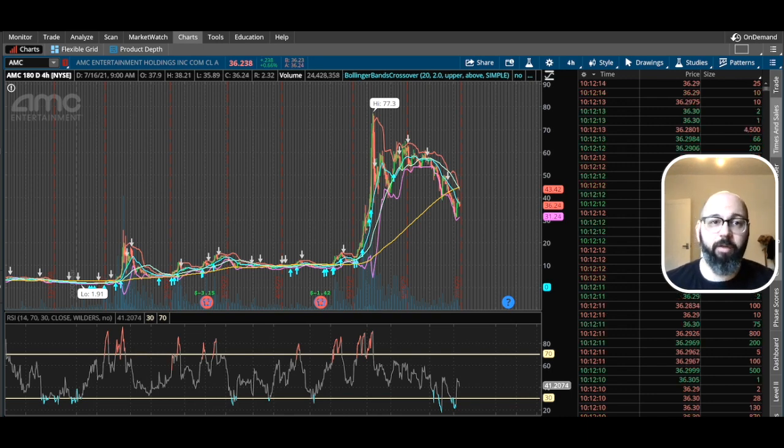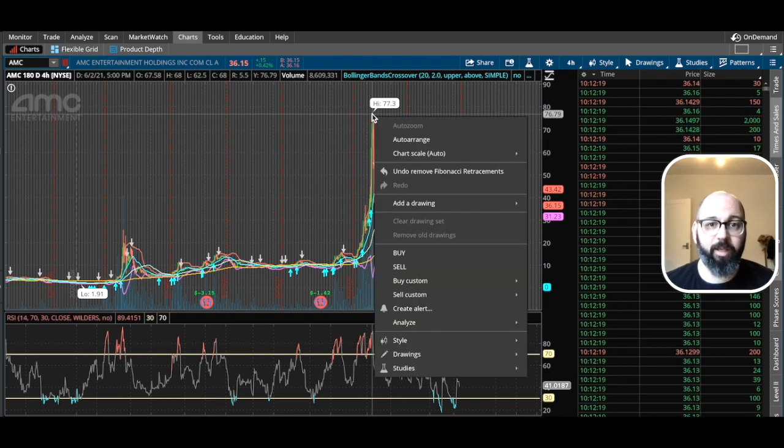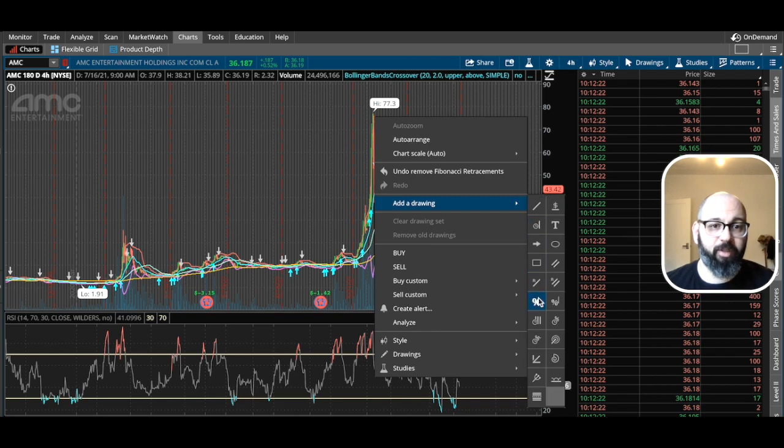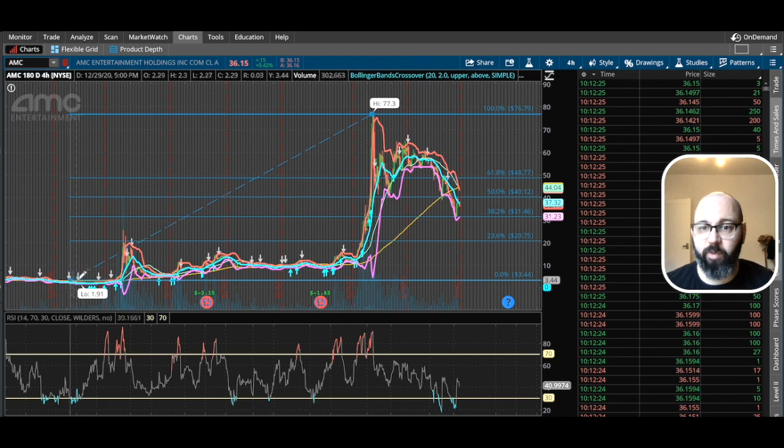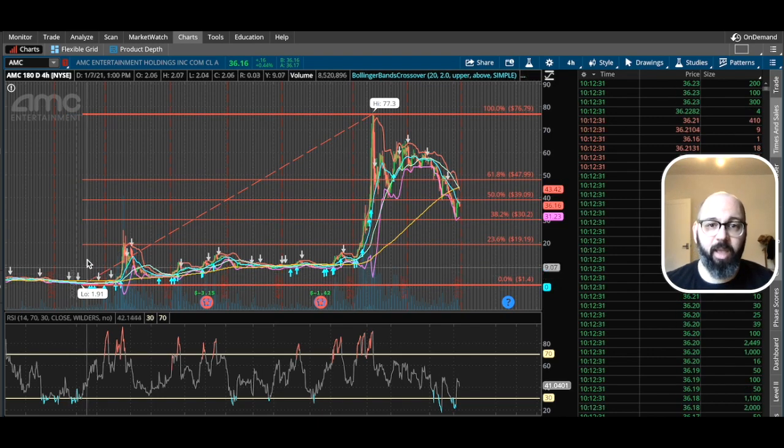So if we connect, let's just do that. We right-click on the top, add drawing, and we go down to this little percentage tool, which will say Fibonacci retracements. We drag it all the way over here to this 191 low, and we click, and it drops these Fibonacci retracements.